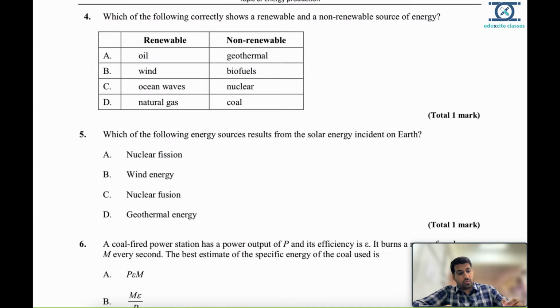Now question number 4, which of the following correctly shows a renewable and a non-renewable energy? Okay, this is very simple. The ocean waves and nuclear, because uranium is found in a limited amount on this planet, so uranium is used as a fuel for nuclear, which is non-renewable.